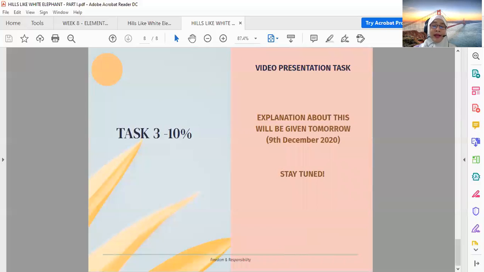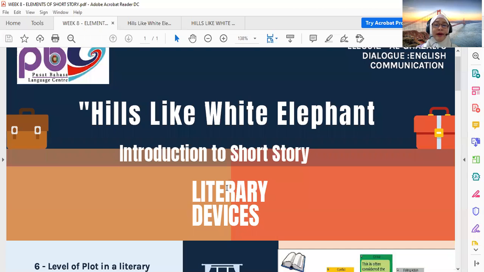Next, what I want to show you is the poster on literary devices that I have prepared to guide you in understanding how a short story is put together, and all the elements that have to be in a story or any novel in order to attract the audience. You can read this on your own.